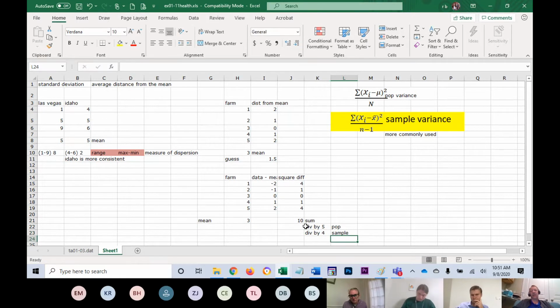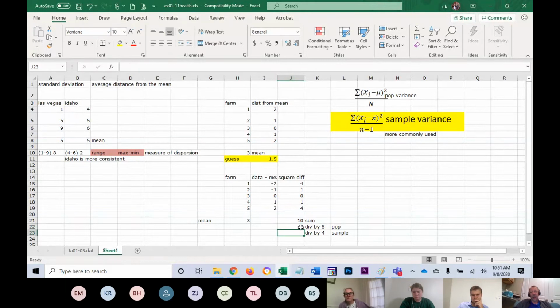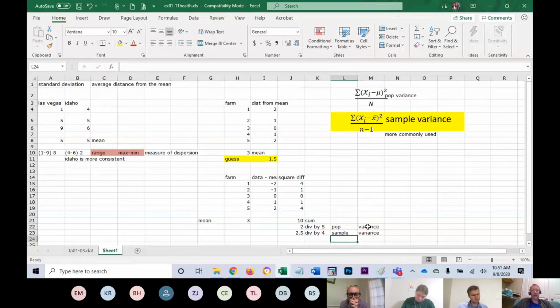Now, in real life, I'm going to tell you, or you'll have to figure out whether it's a population or sample. I'm going to do this both ways just because I want to see how good my guess was. And you'll find out that my guess was really good, okay? In this case, I'm going to divide by 5. And so 2 is going to be your population variance. And in this case, I'm going to take 10 divided by 4, which is 2.5, okay? This is my sample variance. And then the last step is to take the square root, okay?